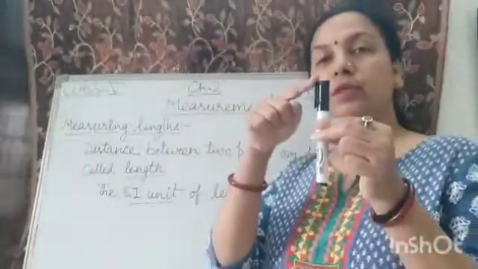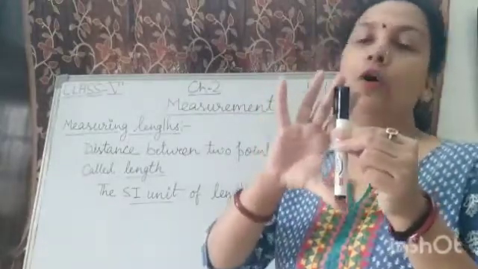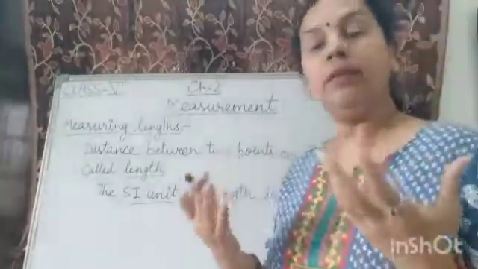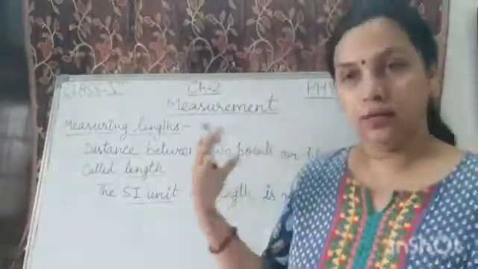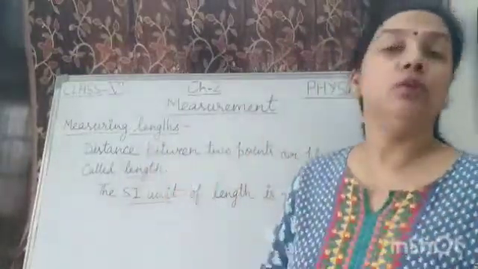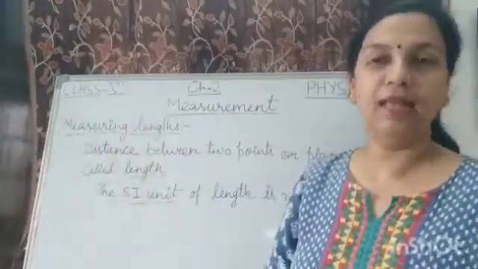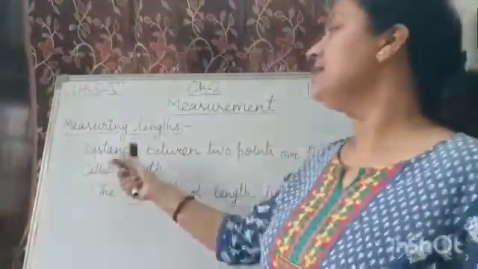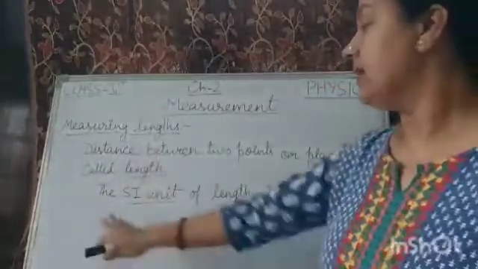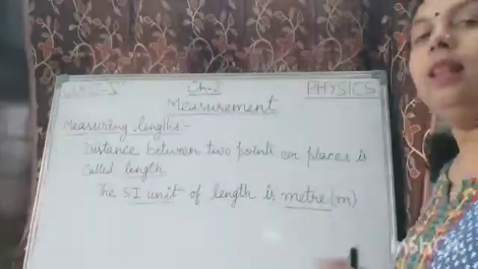Similarly, the distance between the top and the bottom point of this marker will be called the height or length of this marker. Okay, so similarly, the distance between two cities or countries, like Dehradun to Delhi or India to London. These are the distance between two cities or two countries, also known as lengths. So we can define it: the distance between 2 points or places is called length. The SI unit of length is meter, which is denoted by small m.